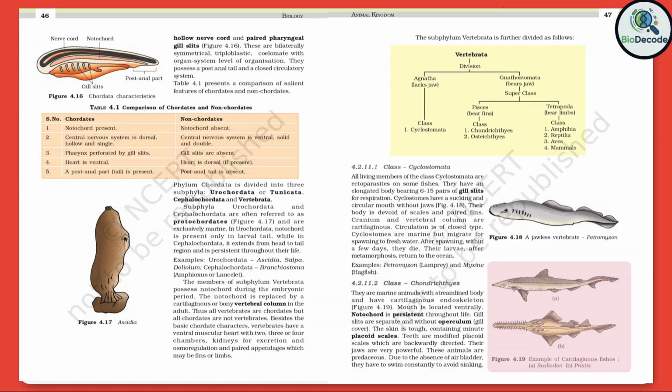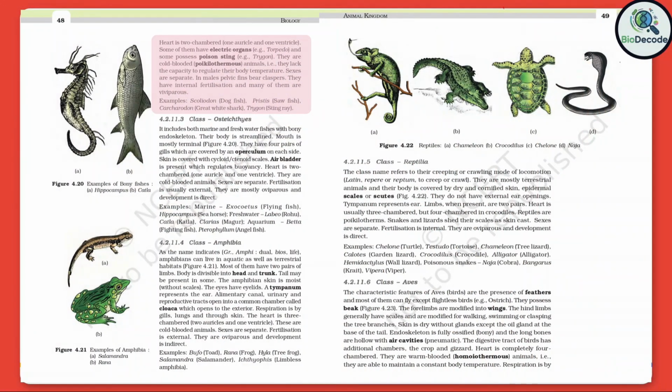B. Pristis, sawfish, noted for its elongated snout with tooth-like projections resembling a saw, used for defense and stirring up prey. Both examples demonstrate the adaptive evolution of primitive vertebrates for aquatic predation, possessing cartilaginous endoskeletons, powerful jaws, and well-developed sensory organs, but lacking a swim bladder. Hence, they must swim continuously to avoid sinking. Heart is two-chambered, one auricle and one ventricle. Some of them have electric organs, for example, Torpedo, and some possess poison sting, for example, Trygon.